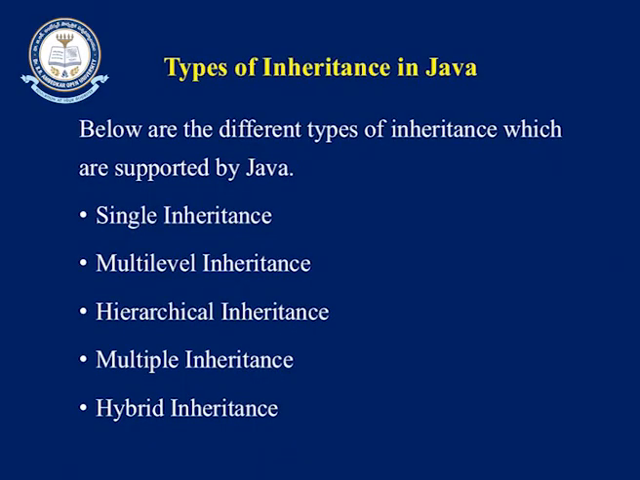Types of inheritance in Java. We have many types. What are those? We will discuss them now: single inheritance, multiple inheritance, hierarchical inheritance, multi-level inheritance, and hybrid inheritance. We will discuss one by one. What is single inheritance? What is multi-level inheritance? What is hierarchical inheritance? What is hybrid inheritance?